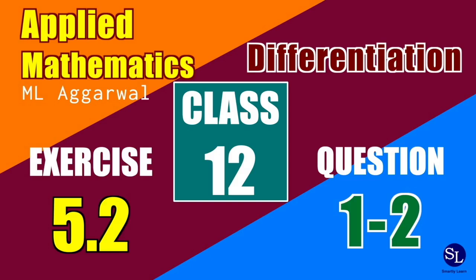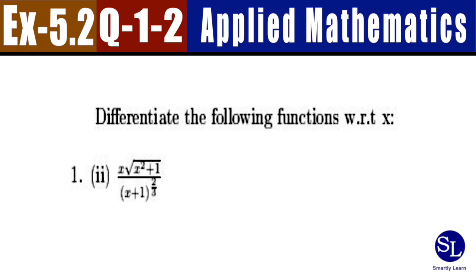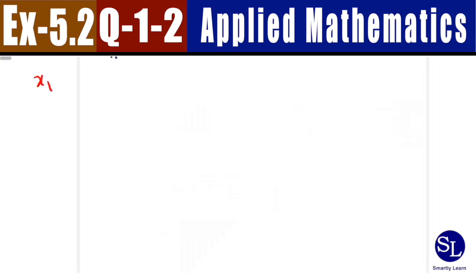In this video, let's see how to solve the second subdivision in question 1 from exercise 5.2. Differentiate the following function with respect to x. They have given a big expression. Let's first note it. It is x into root of x square plus 1, the whole thing divided by x plus 1, the whole power 2 by 3.